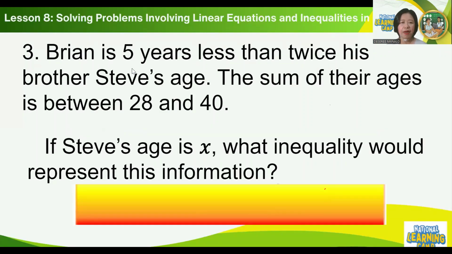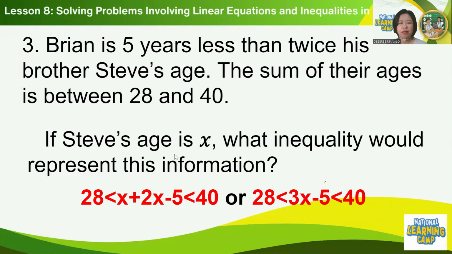Number 3, Brian is 5 years less than twice his brother Steve's age. The sum of their ages is between 28 and 40. So there's the word between 28 and 40, and then we have 5 years less than twice. So less than, then the word twice. If Steve's age is x, what inequality would represent this information?